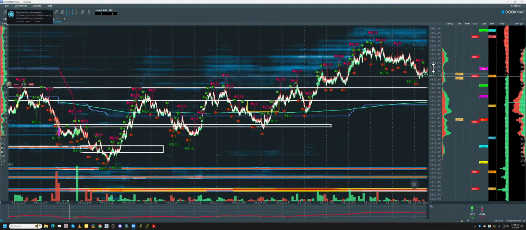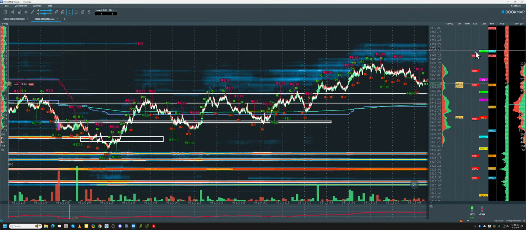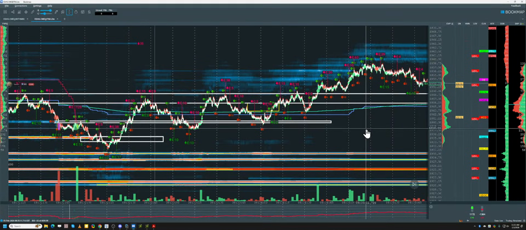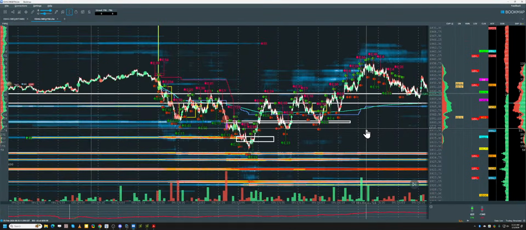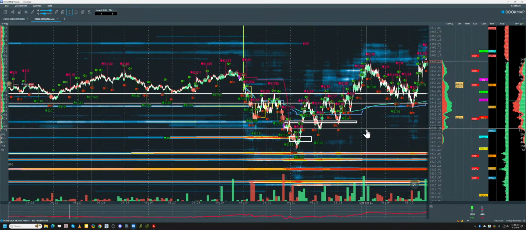Now, let's remember something. The gap, 67% probability. What's happening? The shorts who came in now are getting squeezed. So what do we want to do now? Well, for me, I don't have a long. I'm just nothing to do.